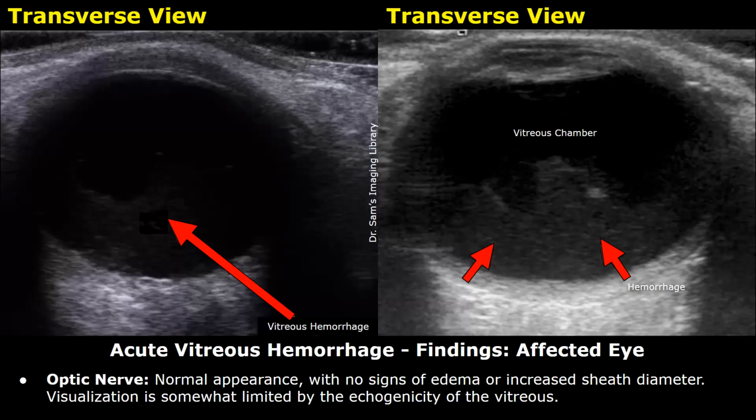The optic nerve is normal, with no signs of edema or increased sheath diameter. Visualization is somewhat limited by the echogenicity of the vitreous.